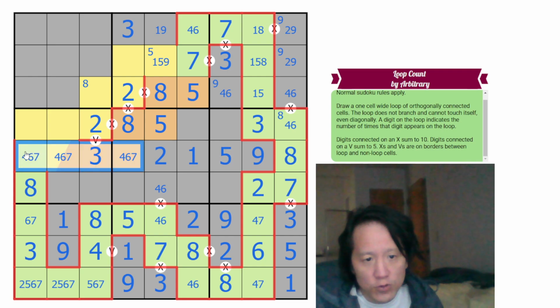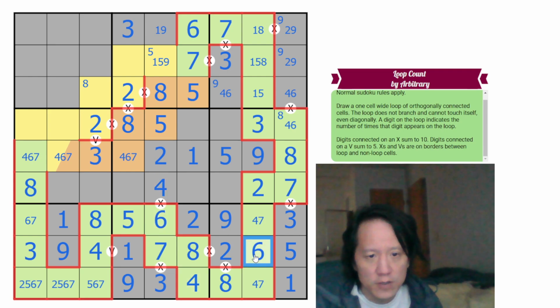So we know 4 is here. We know 4 is here. We know 4 is here. We know 4 is here. Therefore, this cannot be 4. Therefore, this is 6, 4, 6, 4. How many 6s do we have? We know 3 6s here. 1 6 here. 2, 3, 4. This can't be 4, so this is 6. This is 4. This is 6.